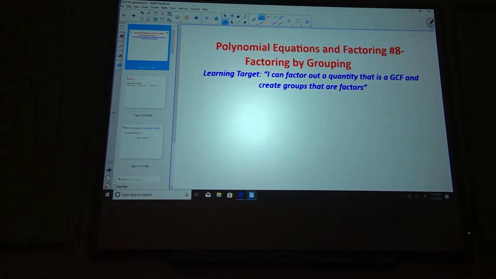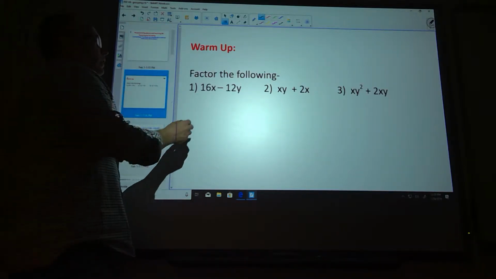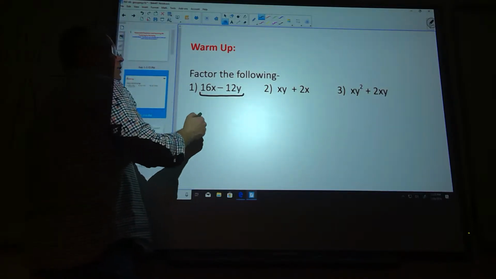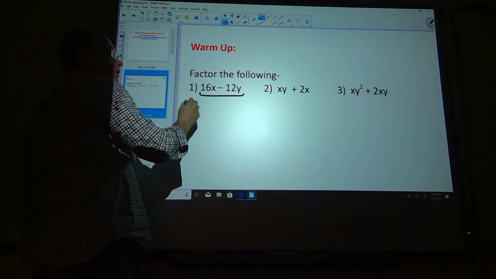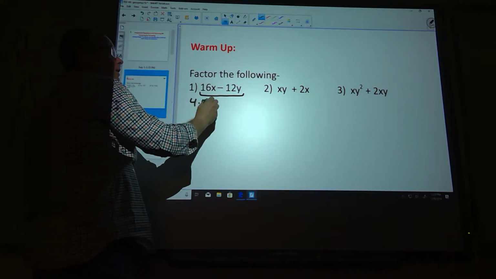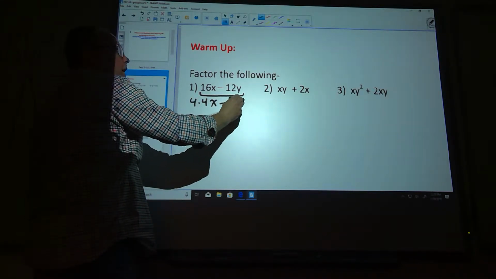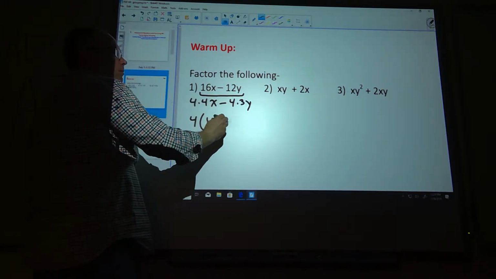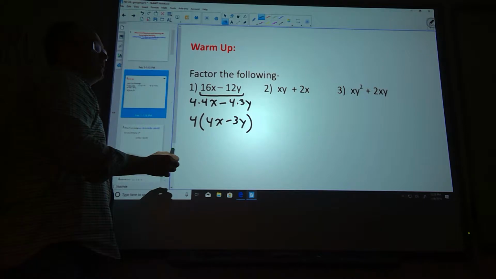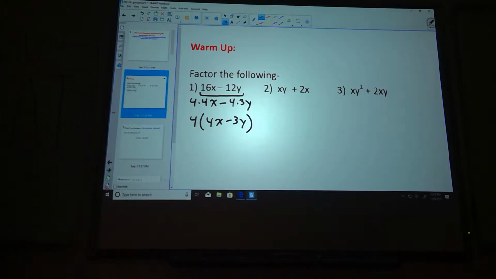All right, so we're going to be factoring by grouping. That means that we have some whole big thing that we're going to take out of stuff. So if we start out with these, some of you might see, what's the biggest number I can take out of both of those? 4. So that's 4 times x minus 4 times 3y. I can pull a 4 out, and I'm left with 4x minus 3y. I couldn't take a letter out of both because they were different letters.